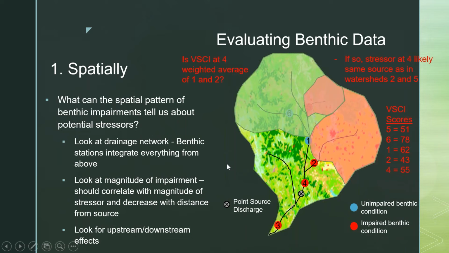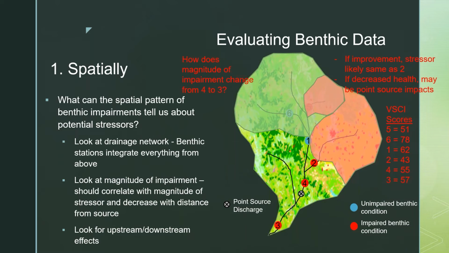As we continue moving on downstream, I just mentioned the magnitude of those stressors, but we can also look at what happens with those Visky scores as we move downstream to station 4 and then to station 3. In this particular example, the score goes back up at station 4. Well, maybe that makes sense.